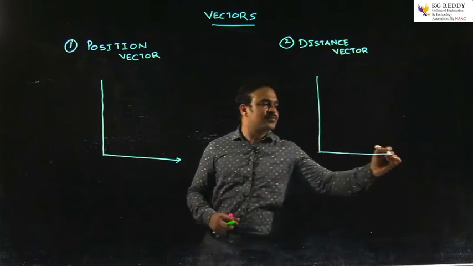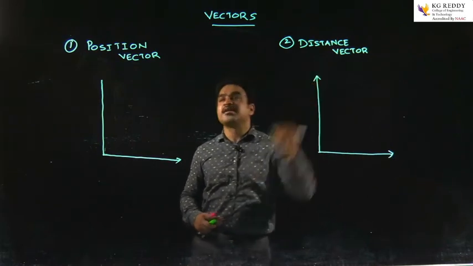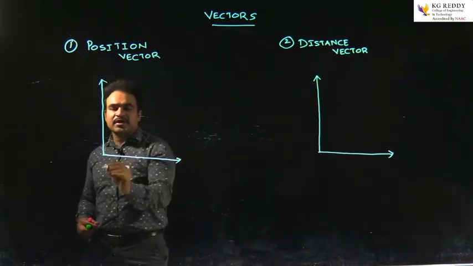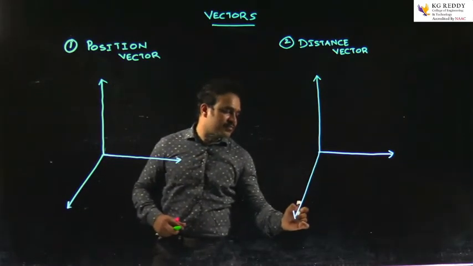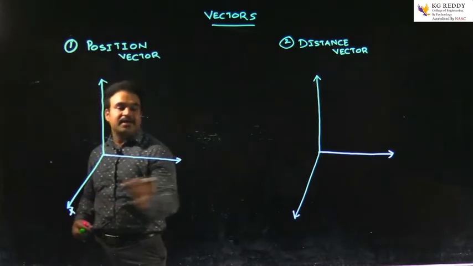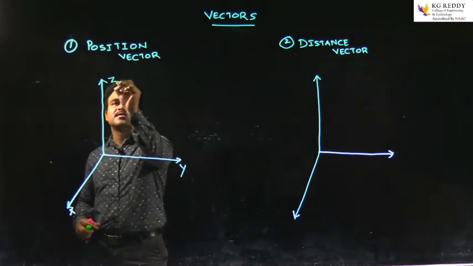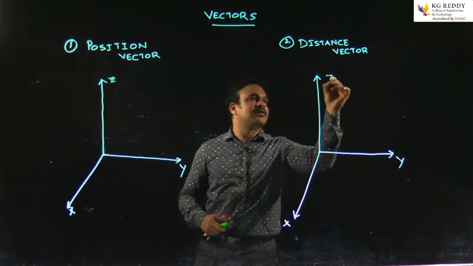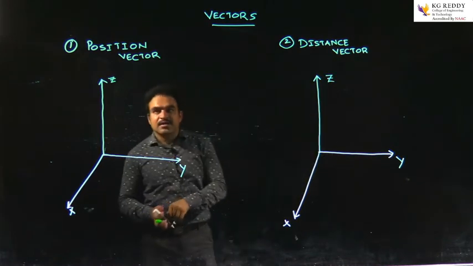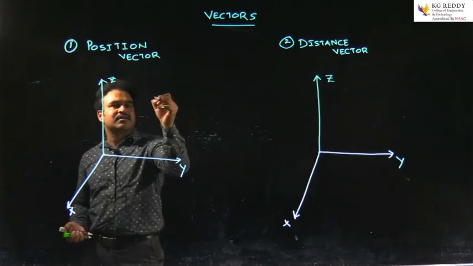Let us take two simple coordinates in the rectangular, so three coordinate system I am taking here. Let it be x, y and z. Here also it is x, y and z. So let us think that there is a vector p.